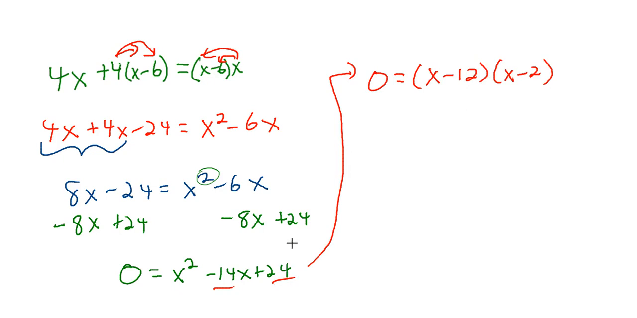Negative 12 times negative 2 is 24. Negative 12 plus negative 2 is negative 14. You set each factor equal to 0, and you end up getting these answers. X equals 12 and x equals 2. So you get two solutions.